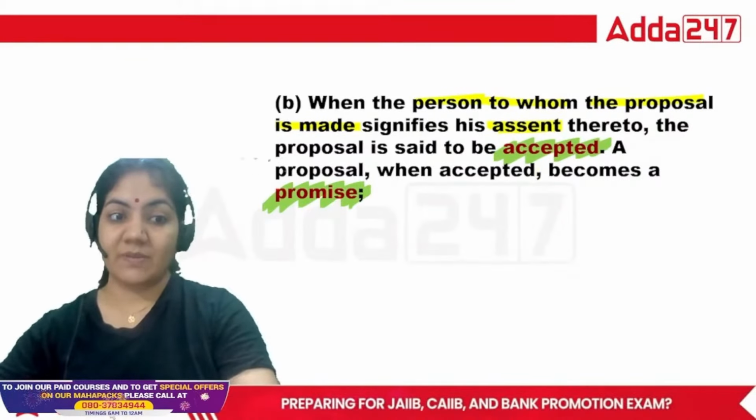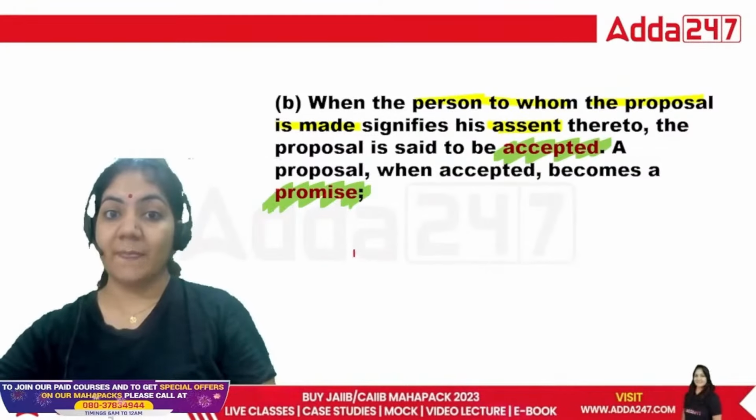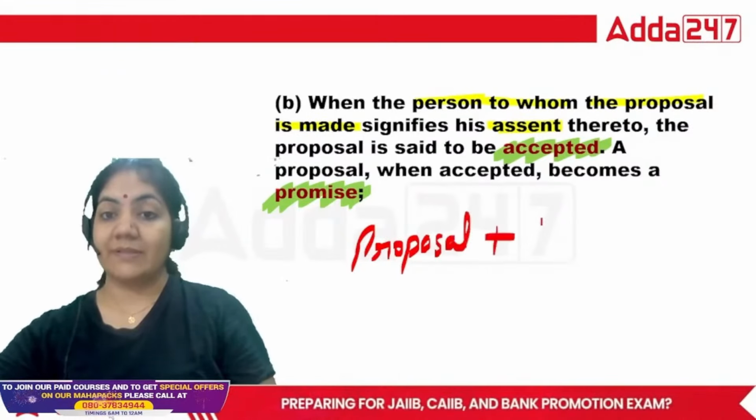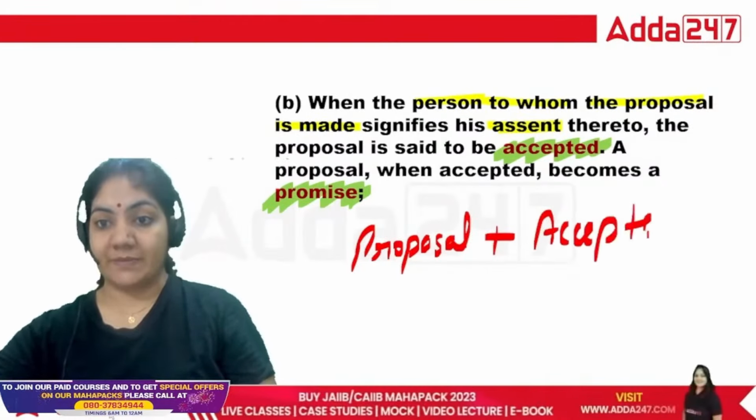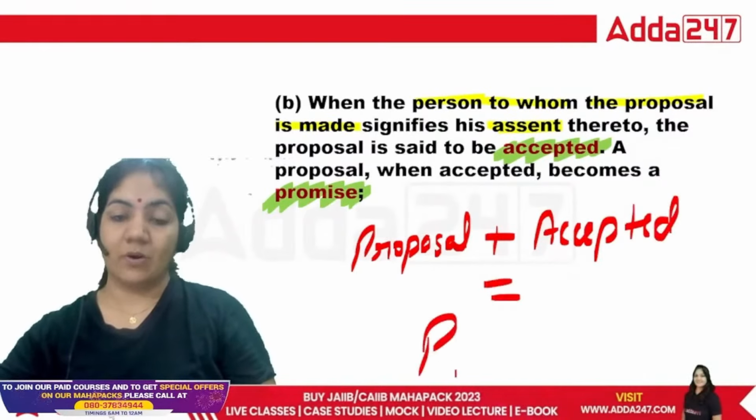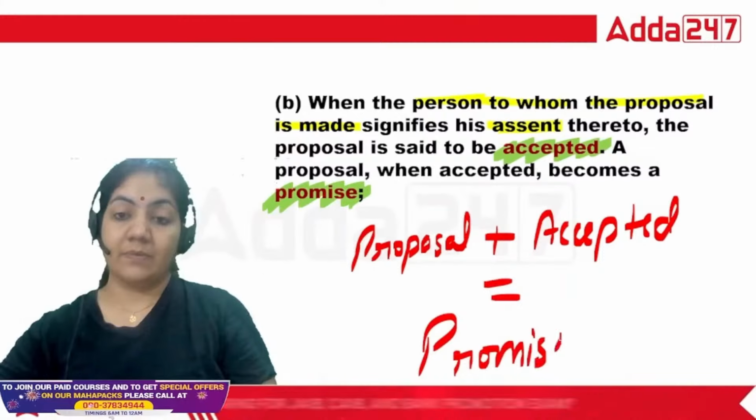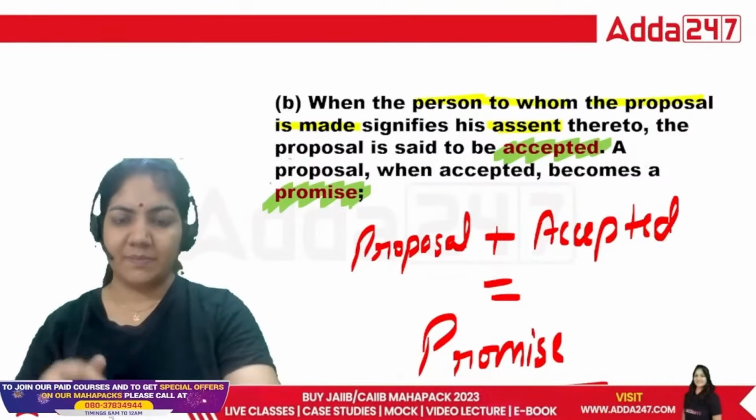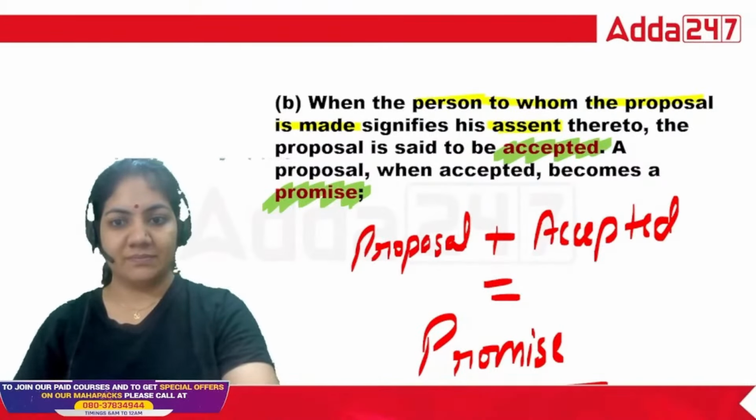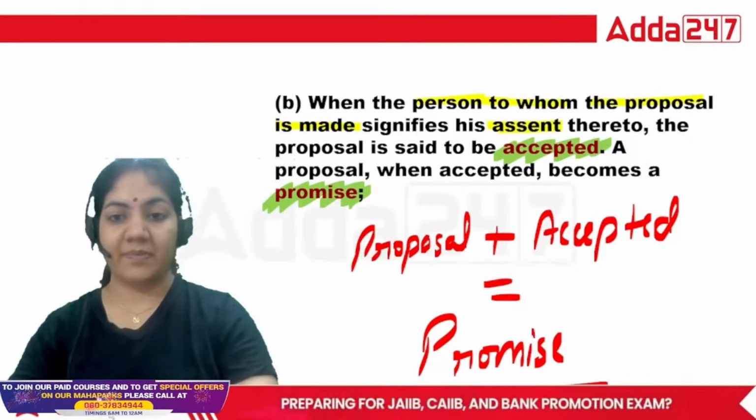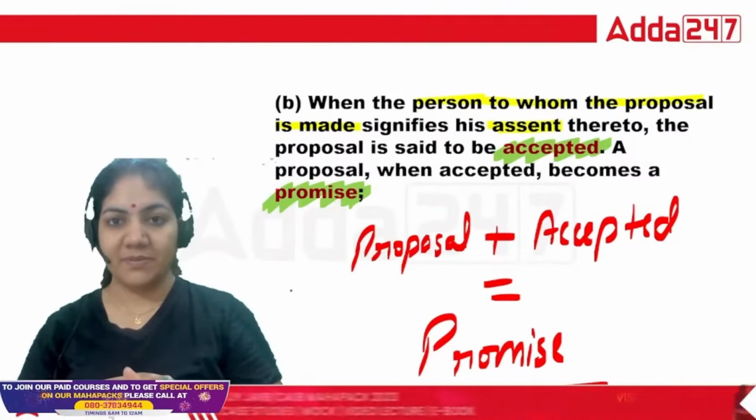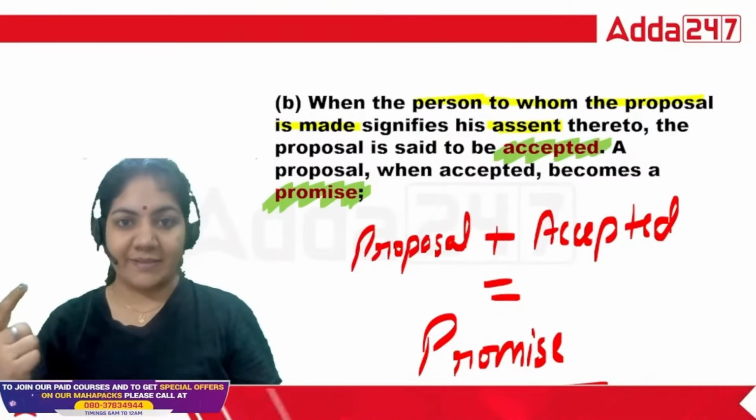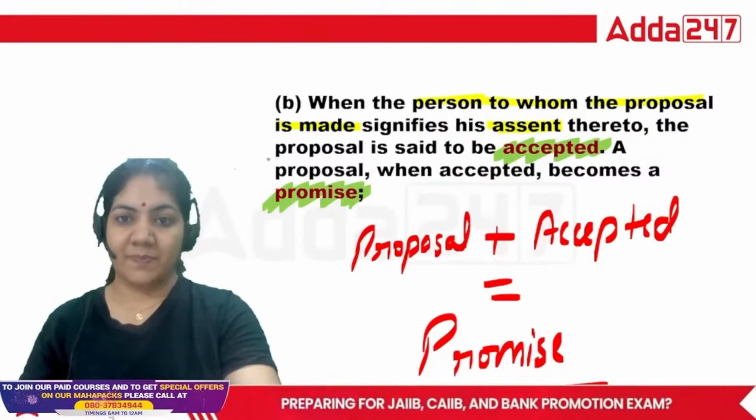And what is promise? The promise is basically when the proposal is accepted, that is equal to promise. When a proposal is accepted, guys, that is equal to promise. This is the simple term of this one. Is that clear? Proposal plus acceptance is equal to promise. We have done three terms: proposal, acceptance, and promise, right?